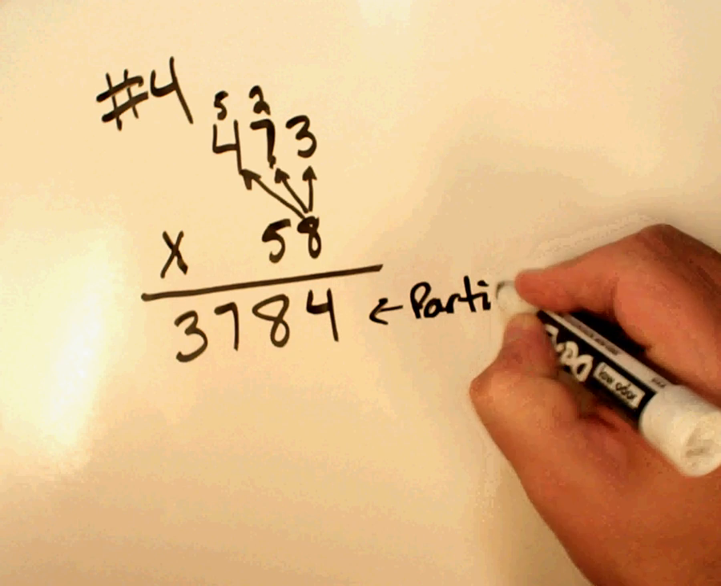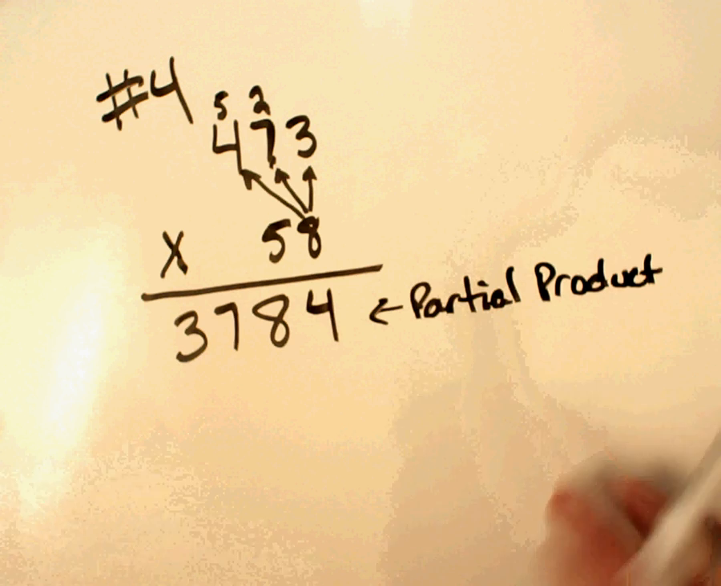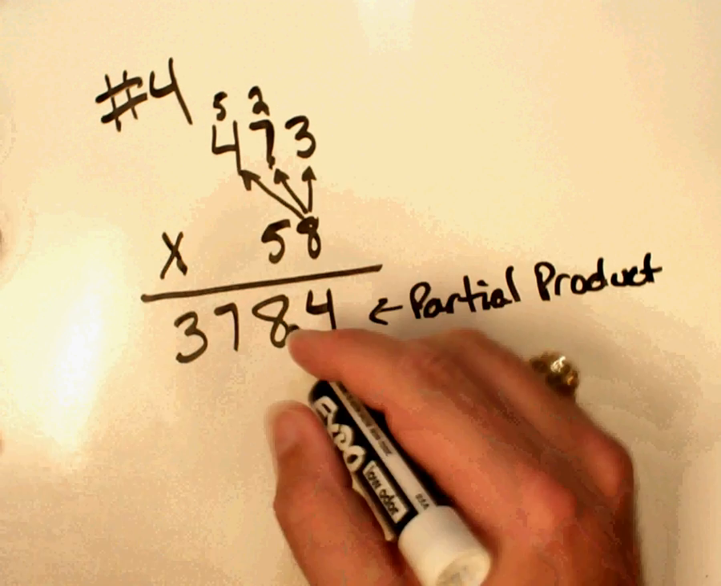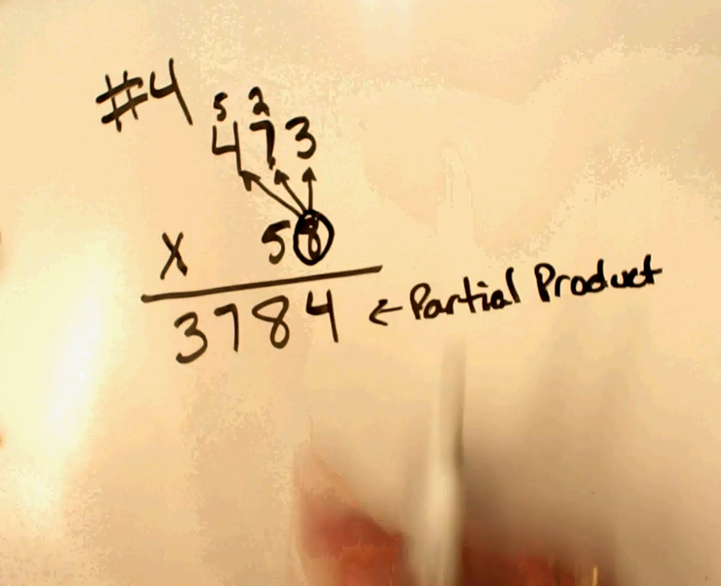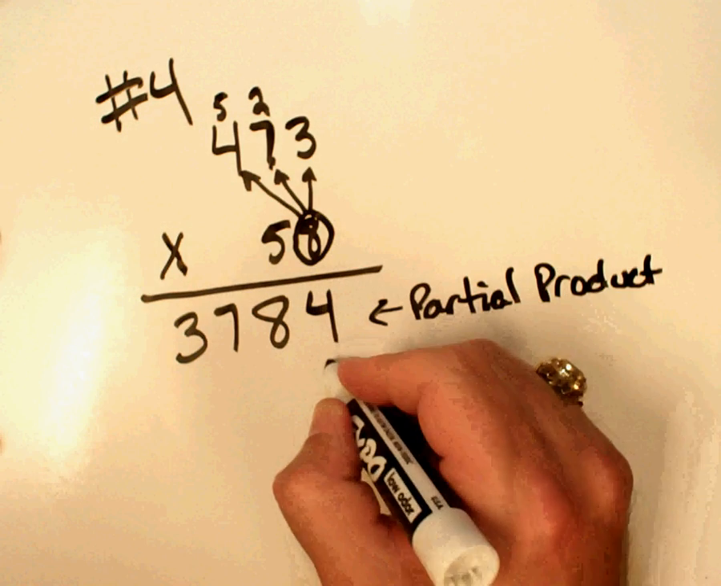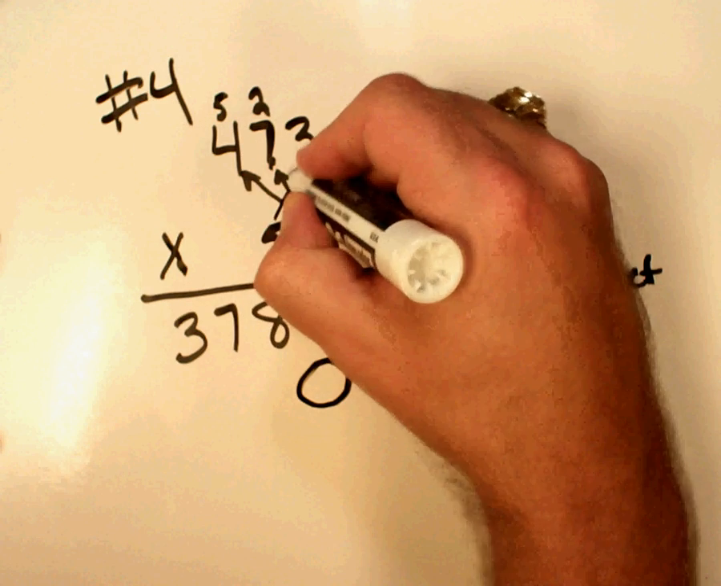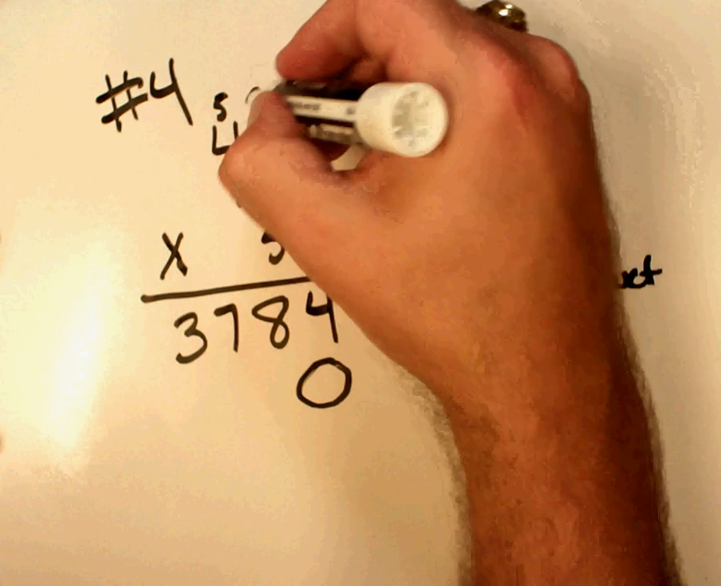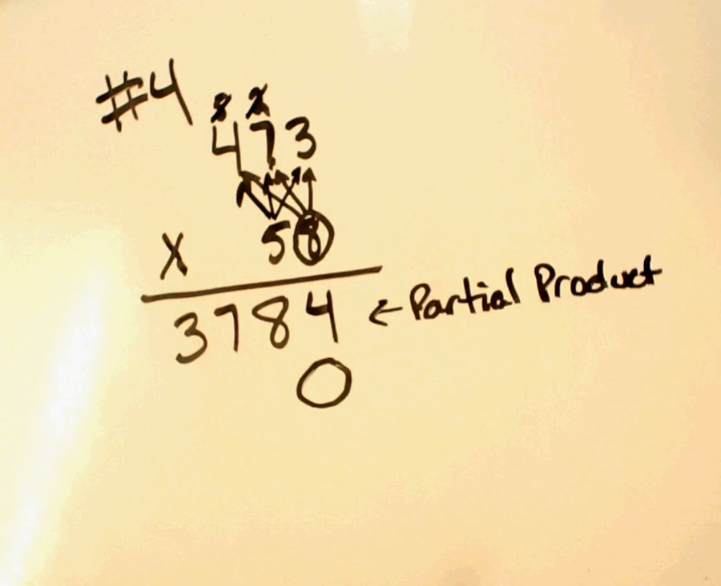I'm still going to write partial product out here, just as a reminder that I'm not done. Still going to keep going. Alright, so I'm going to circle my 8 to remind me that I'm multiplying by 50. So I can put my placeholder, remember my placeholder. Write my arrows to show my steps for multiplying my 5. And I'm going to go ahead and cross out the remainders from my first set of steps.